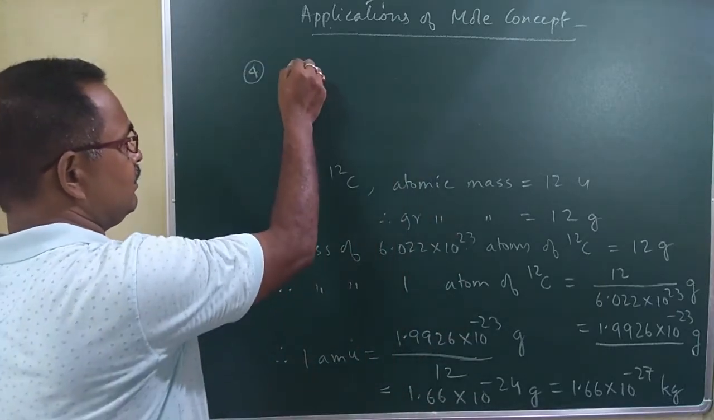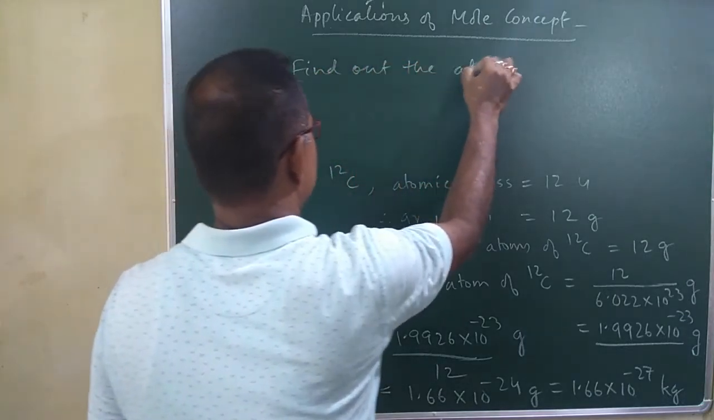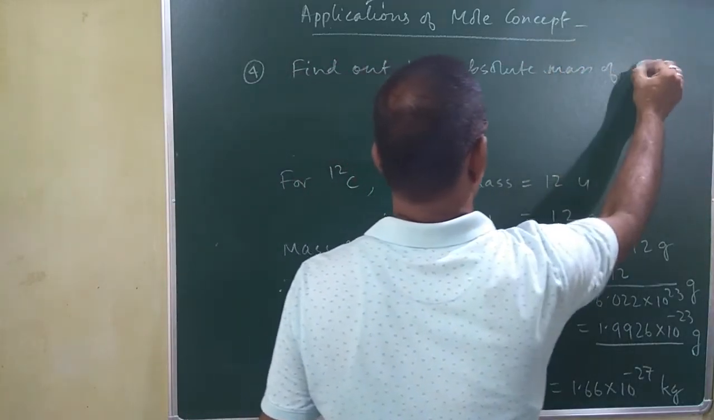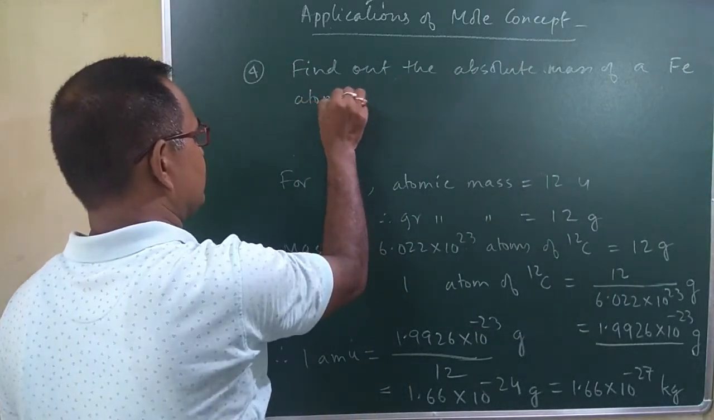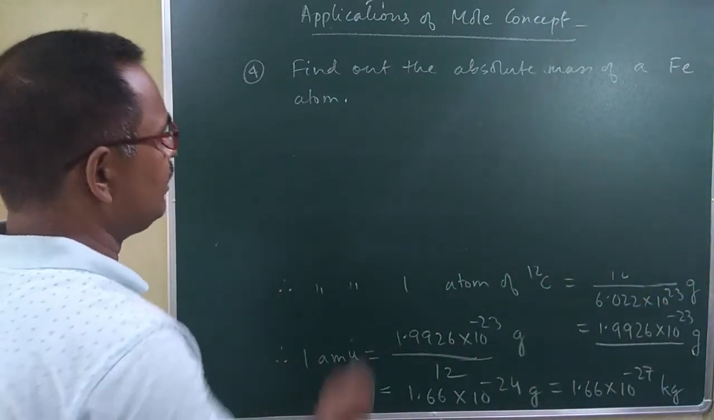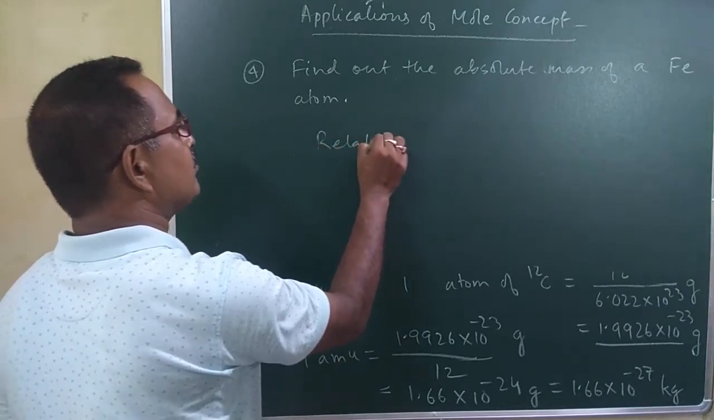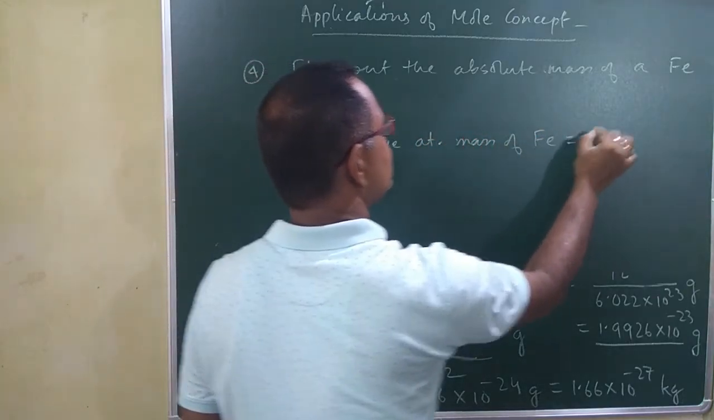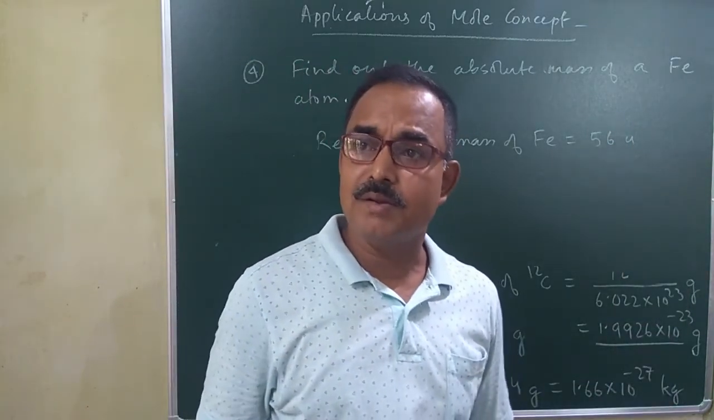Consider this example. Find out the absolute mass of, say, an iron atom. Okay. So to find out the absolute mass of an iron atom, we know the relative atomic mass of iron, which is 56 u. Okay. The relative atomic mass of iron is 56 u.